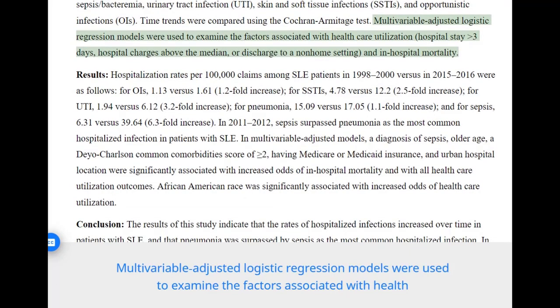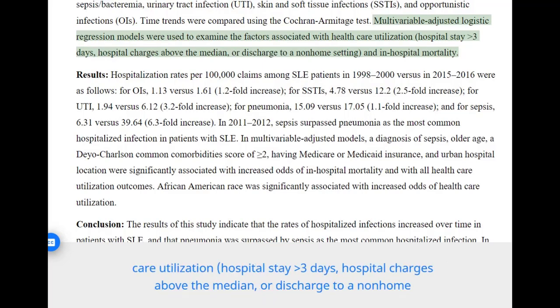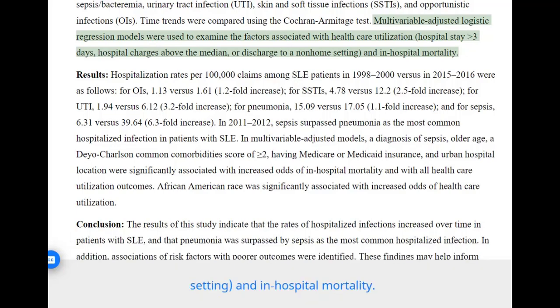Multivariable adjusted logistic regression models were used to examine the factors associated with healthcare utilization, hospital stay greater than 3 days, hospital charges above the median, or discharge to a non-home setting, and in-hospital mortality.